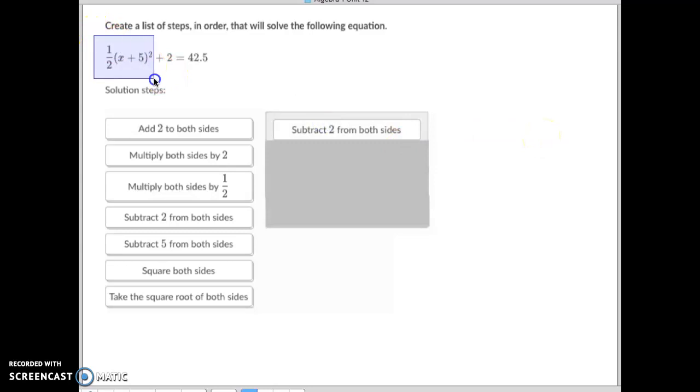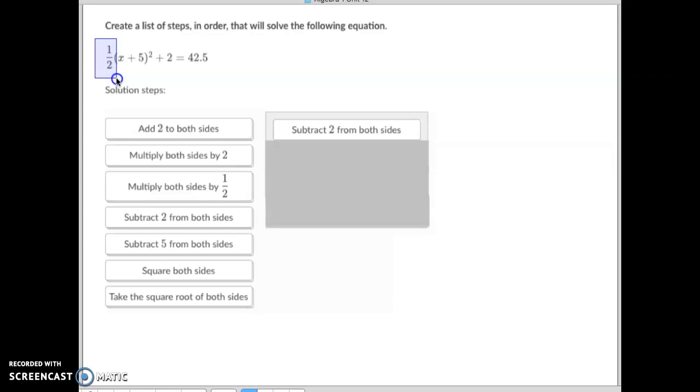Then, after we subtracted 2 from both sides, we've got 1/2 times the x plus 5 squared equals 40.5. So how do you get rid of a 1/2? Now you could divide both sides by 1/2. You'll notice that's not an option here, because there's a better way. Instead of dividing by 1/2, you can multiply by the reciprocal because it's easier. And what's the reciprocal of 1/2? You just flip the fraction upside down, and 2 over 1 is the same as 2.